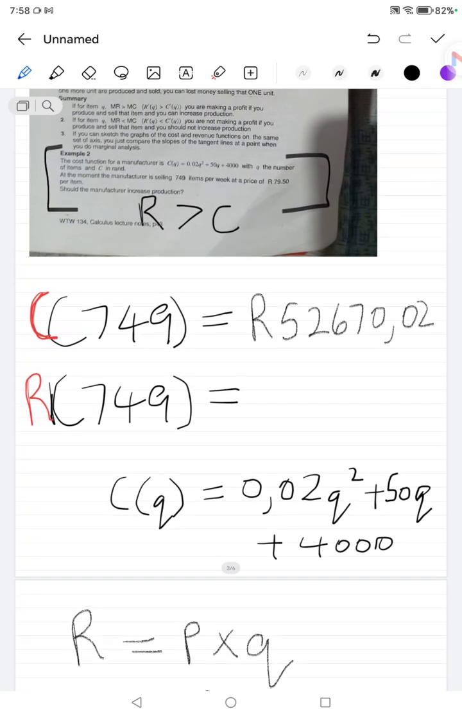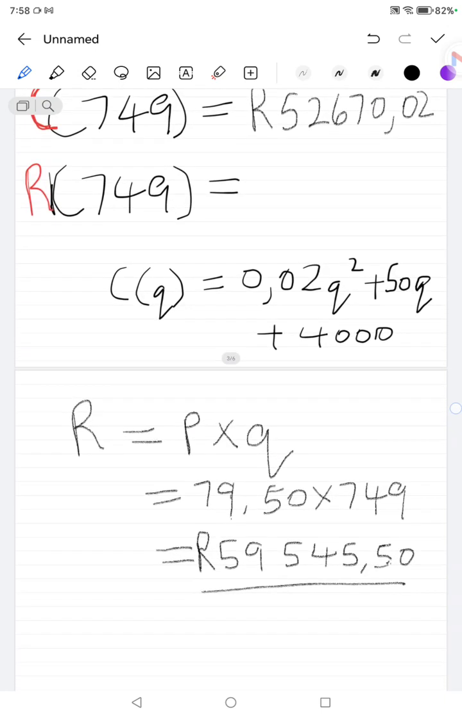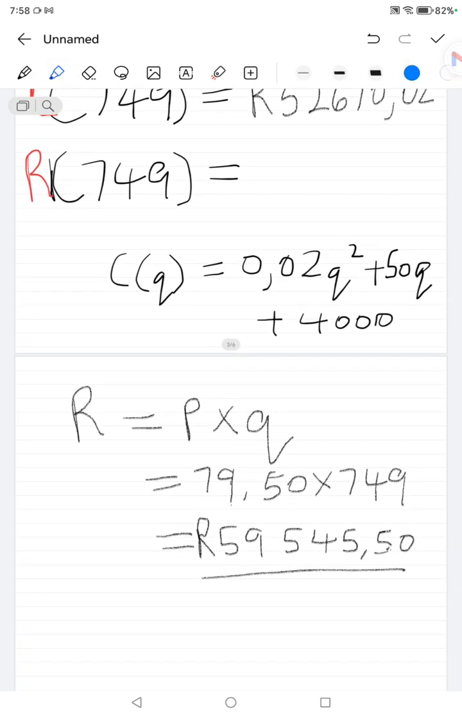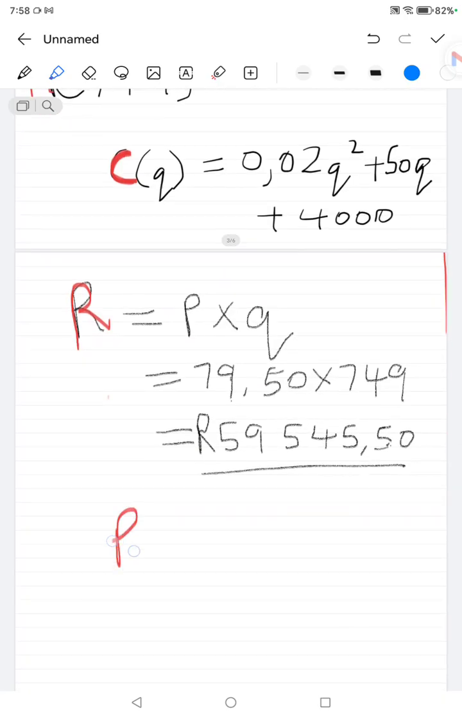So now you can see that, let me use something red. This is our revenue and this is our cost. And from the two, you can see that our revenue is greater than the cost. So now it definitely means that you are making profit.